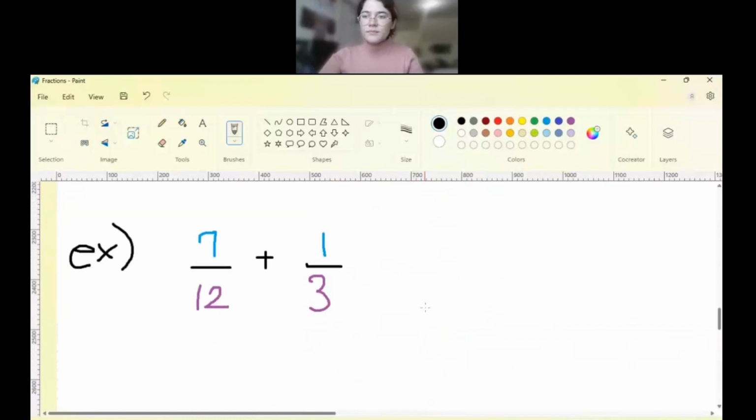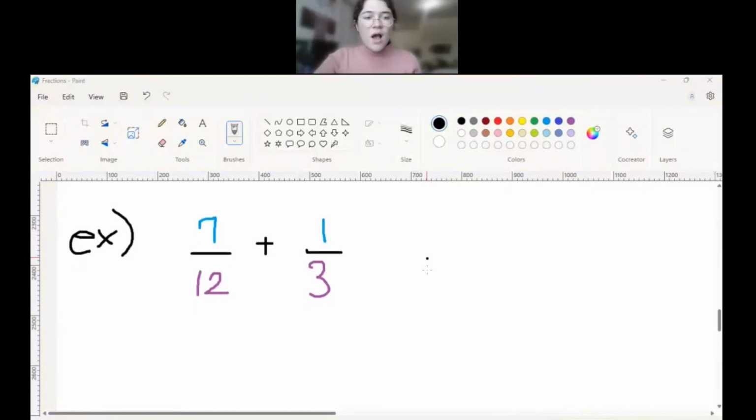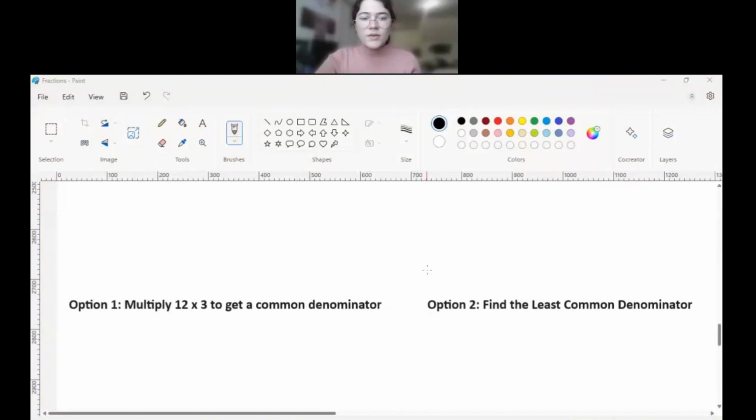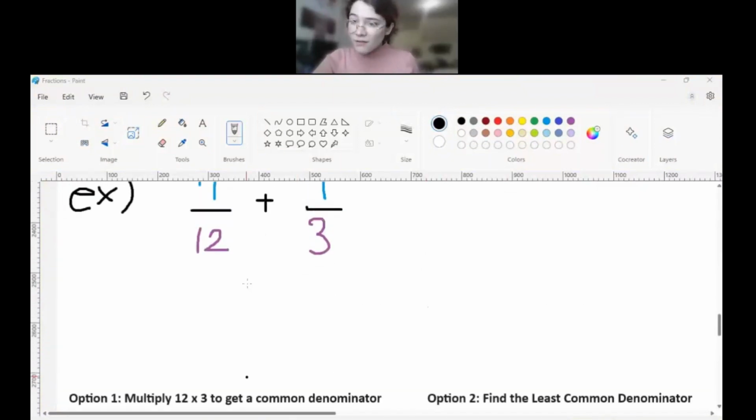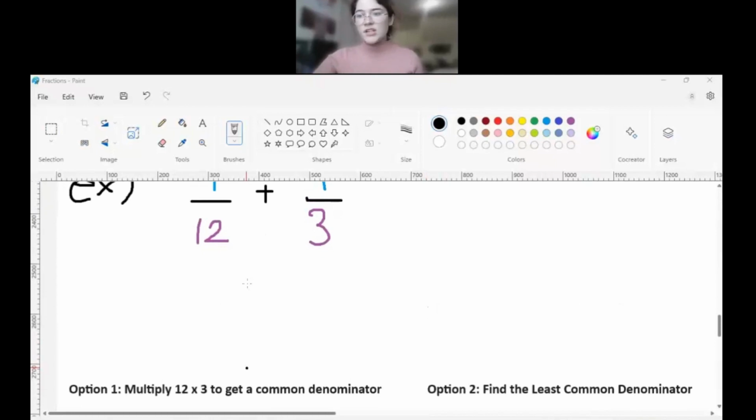Let's do another example. For 7/12 and 1/3. For this example, we have two options. Option 1 is to multiply the denominators, 12 and 3, to get just a common denominator between the two, or we can find the least common denominator. Option 1, we would multiply 12 by 3 to get a common denominator. This is easier for some people than writing out the two columns to find the least common denominator.